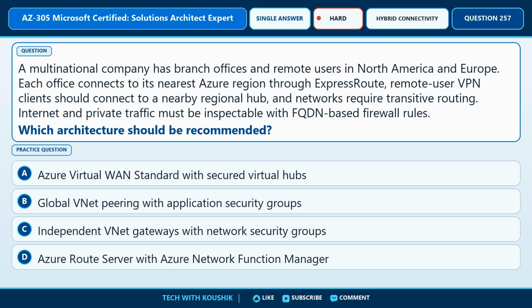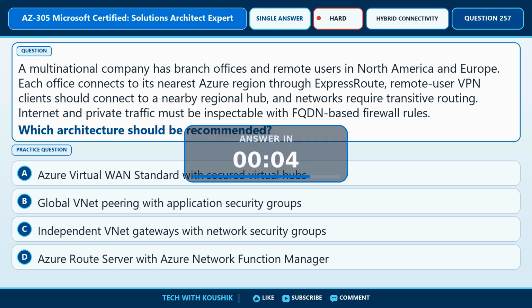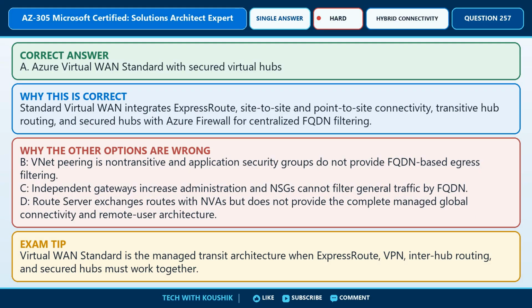Consider option A, Azure Virtual WAN standard with secured virtual hubs. Consider option B, global VNet peering with application security groups. Consider option C, independent VNet gateways with network security groups. Consider option D, Azure Route Server with Azure Network Function Manager. The appropriate choice is option A, Azure Virtual WAN standard with secured virtual hubs.